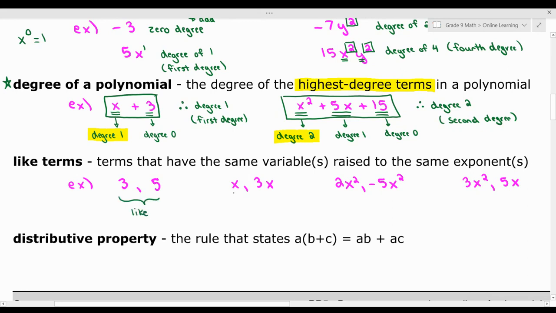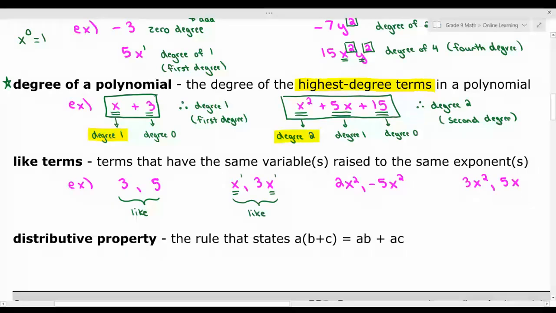The next pair I have, both of them have a variable of x, so it looks pretty good. But then you have to also check the exponent. So this technically is exponent of 1. You don't have to write this. This also would be exponent of 1. You wouldn't have to write that. So these would be considered like terms.